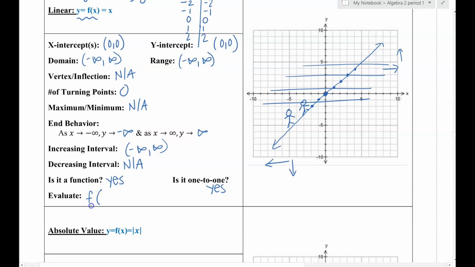Now let's try to evaluate. What if I said, okay, find f of negative 3? Well, in this case, whatever x is, y is exactly the same. So for f of negative 3, y happens to be negative 3 as well.